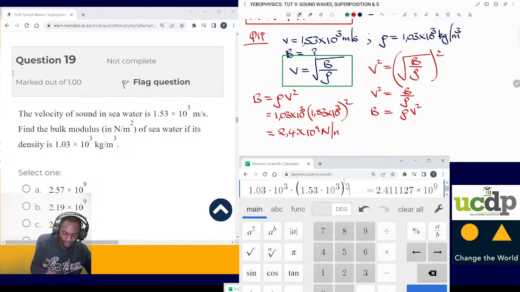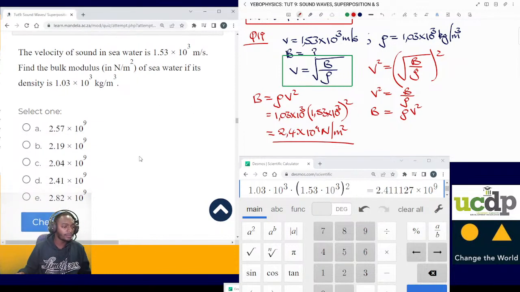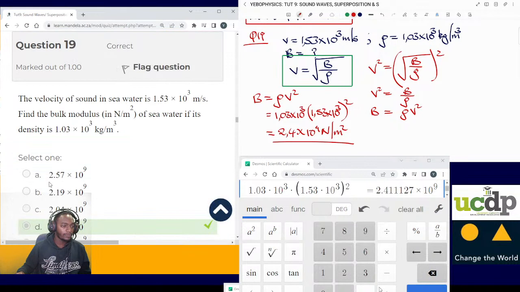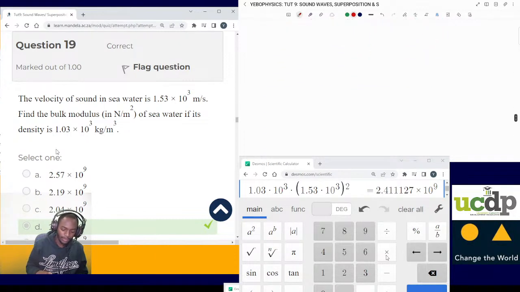Everything was in SI units, so this should be in that form. And do we have anything close to that? Let's check our answers. Yes, it should be that 2.41. So indeed, that is what we are expecting to get. I think we can proceed and move on to question 20.